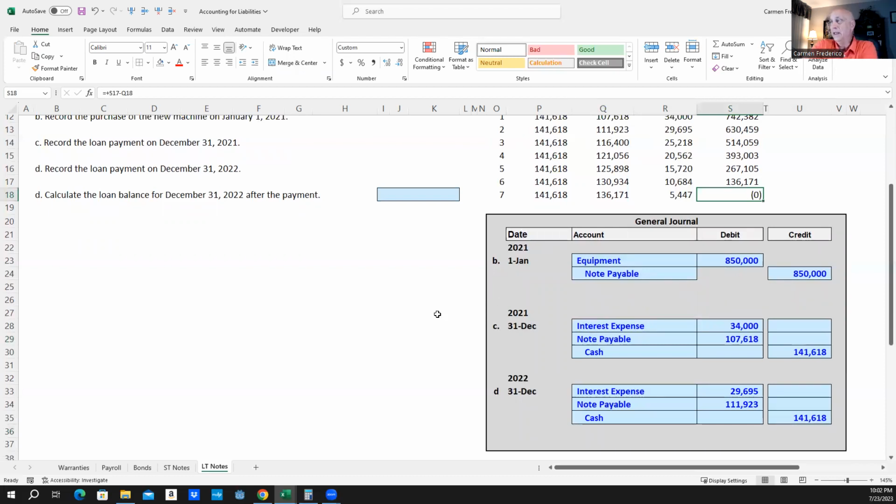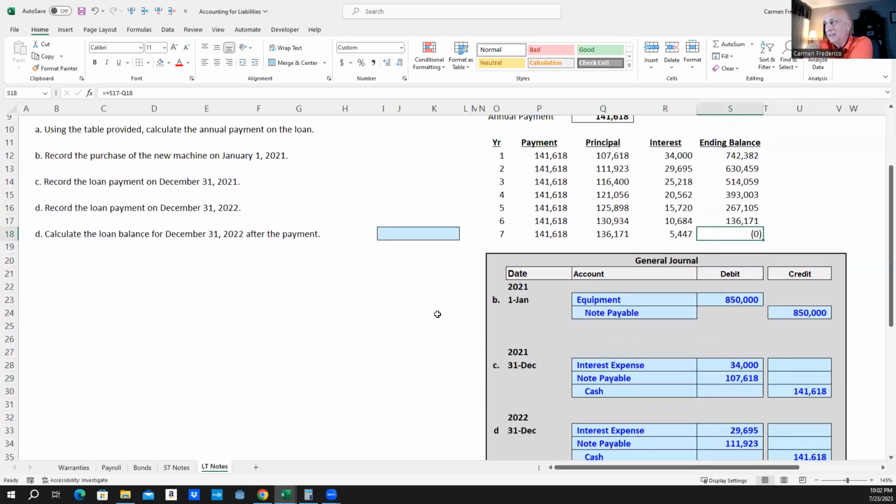Okay, and what's classified on the balance sheet, the current year would be listed as a current liability, and the other years would be listed as long-term on your balance sheet, for year 1. And as you get to year 2, then your long-term liability is only years 3 through 7, etc., etc.